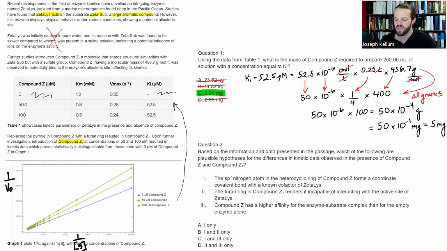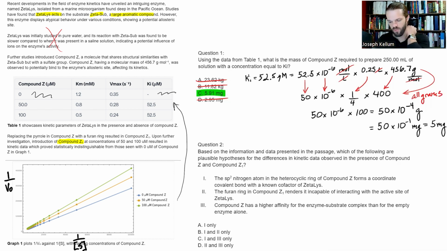So if we go back and restate what the question is asking, it's saying, which of the following are plausible hypotheses for differences in kinetic data observed in the presence of Z and Z1? So it's saying differences in kinetic data with Z versus Z1. Well, what we see in the kinetic data is that compound Z inhibits this enzyme. Compound Z1 does nothing to it, right? So we need to come up with an explanation for that. Why is it that Z is able to inhibit the enzyme and Z1 is not, when they're basically the same compound? All we've done is trade out a nitrogen for an oxygen in that chiral ring.